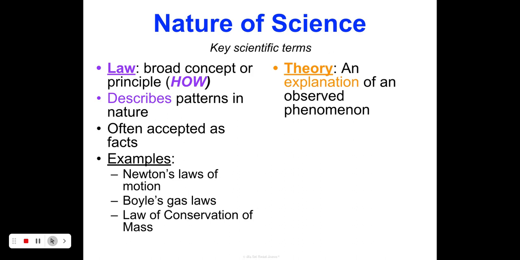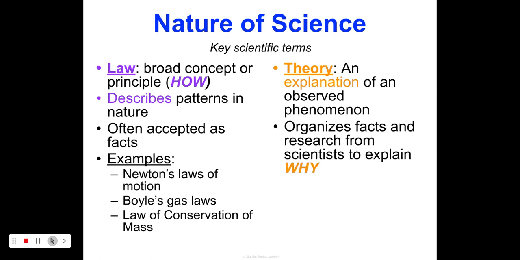A theory is an explanation of an observed phenomenon. Sometimes when we talk about theory in everyday life, we don't really talk about it the way that it's meant to be talked about in science. Theories in science explain why something happens. So it tells us why we observe things. So it organizes all of our facts and research to explain how something happens.